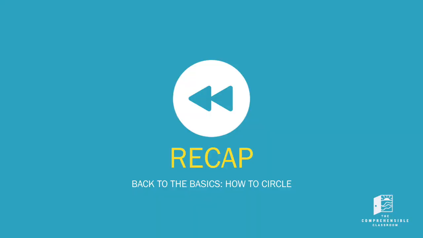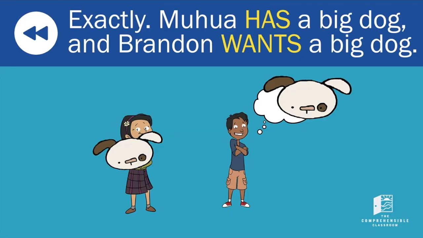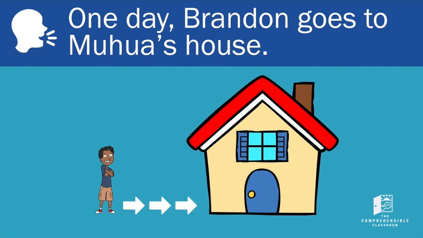Who wants a dog? Brandon. Now, I'm going to use another really useful strategy. I'm going to recap what we've already talked about. I'm going to make sure that my students remember everything that we've talked about thus far because we've already added a good bit of information to the story. Exactly. Muwa has a big dog and Brandon wants a big dog. Now that I've recapped and I'm sure that my students are all on the same page, we're going to move forward with the story. One day, Brandon goes to Muwa's house.